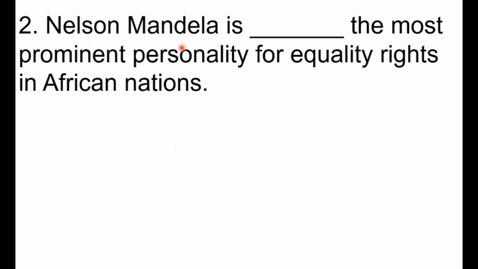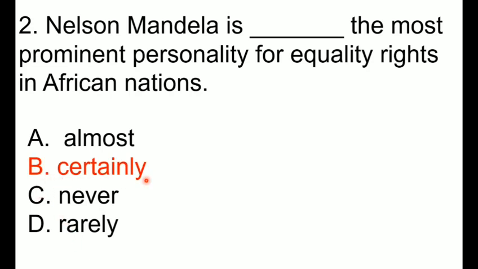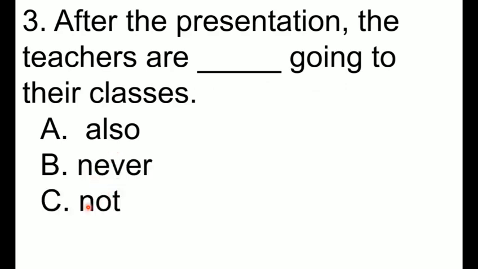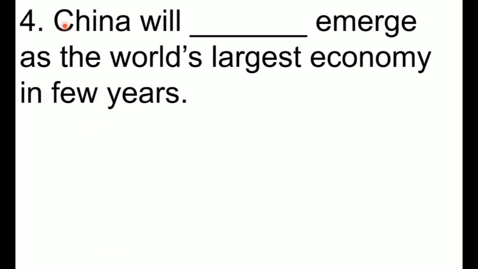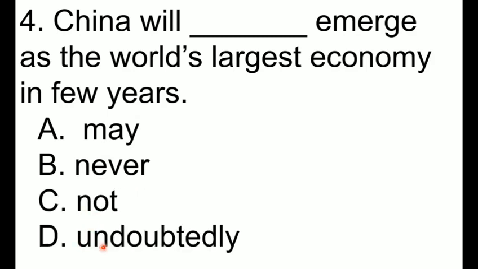Number 2. Nelson Mandela is blank the most prominent personality for equality rights in African nations. A, almost. B, certainly. C, never. D, rarely. The correct answer here is B, certainly. Number 3. After the presentation, the teachers are blank going to their classes. A, also. B, never. C, not. D, surely. The correct answer is surely. Number 4. China will blank emerge as the world's largest economy in a few years. A, may. B, never. C, not. D, undoubtedly. The correct answer is option D, undoubtedly.